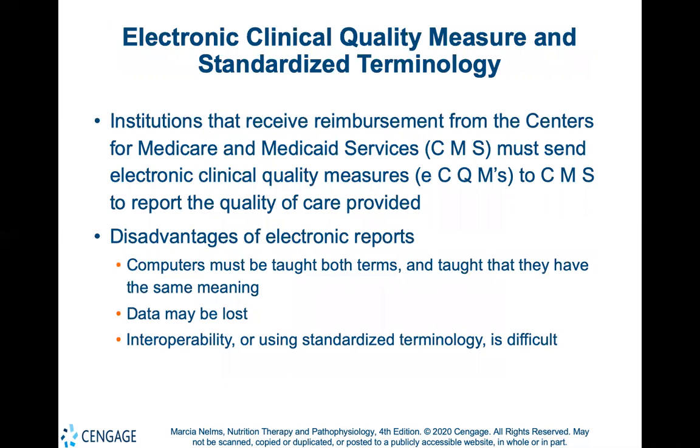As part of the Health Information Technology for Economic and Clinical Health Act, institutions that receive reimbursements from the Centers for Medicare and Medicaid Services must send electronic clinical quality measures to CMS to report the quality of care provided. These measures are to be reported automatically using data from structured data fields so that there is no increased reporting burden on institutions and providers. An example of an electronic clinical quality measure currently in use is body mass index, BMI. Providers must report BMI for patients aged 18 years and older.